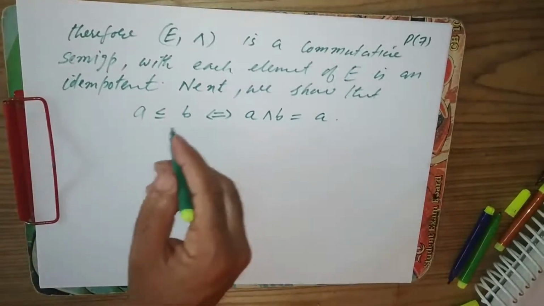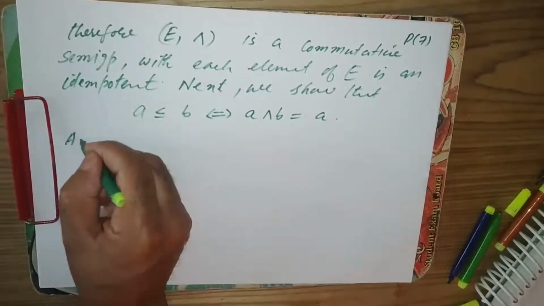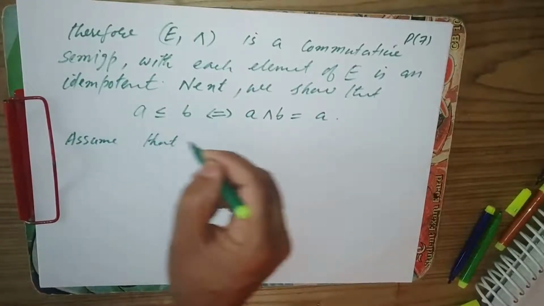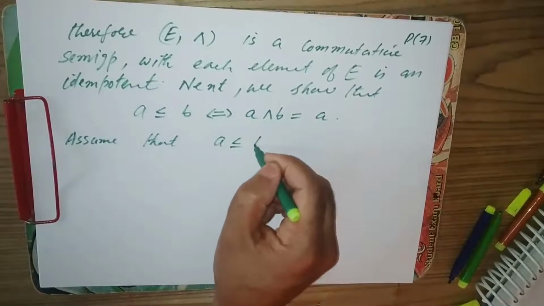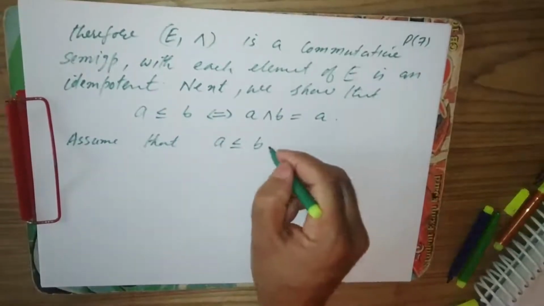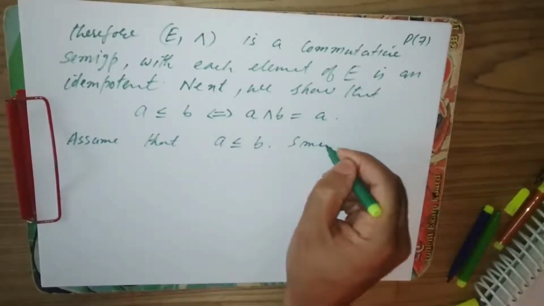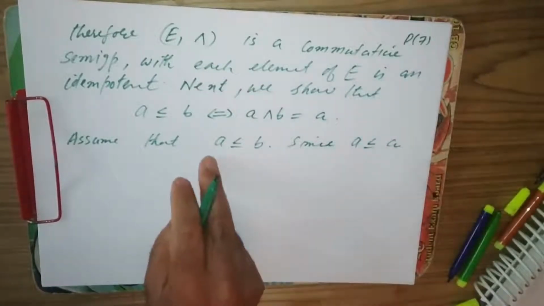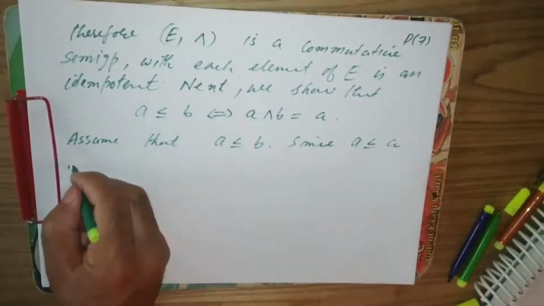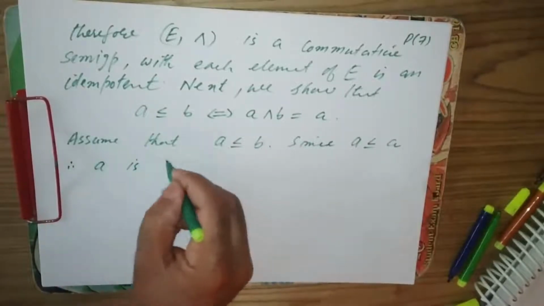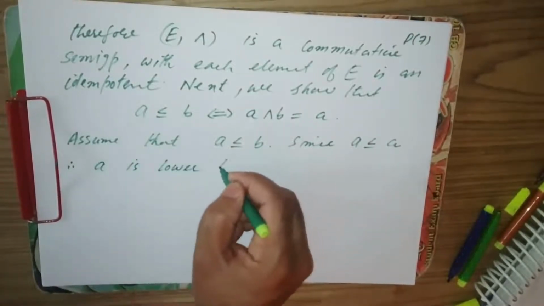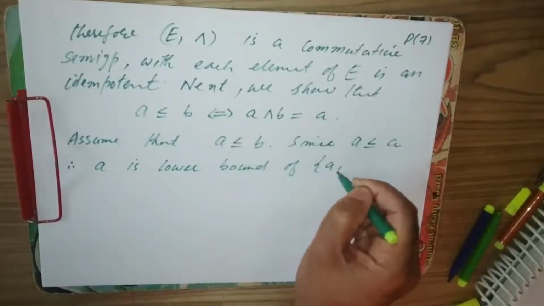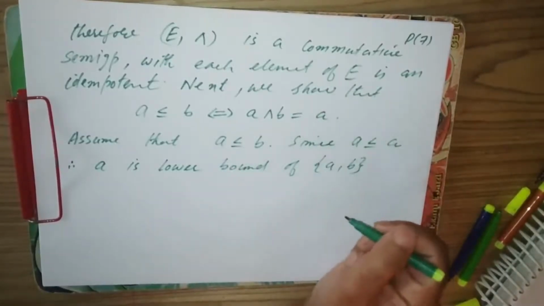So assume that A is less or equal to B. Since A is also less or equal to A because it's a reflexive relation, that means A is a lower bound of A and B. So A is a lower bound of this set {A, B}. But we need to show that it's the greatest lower bound.